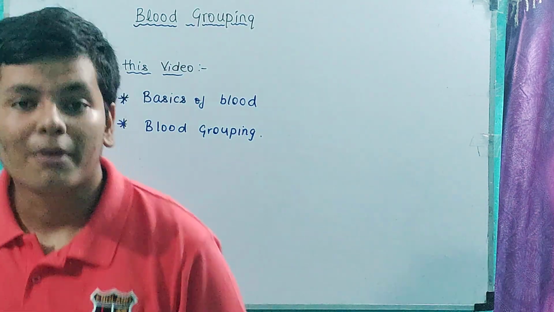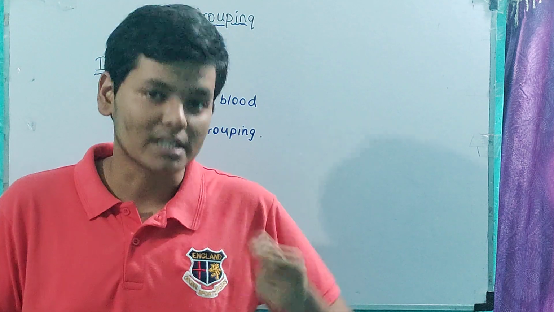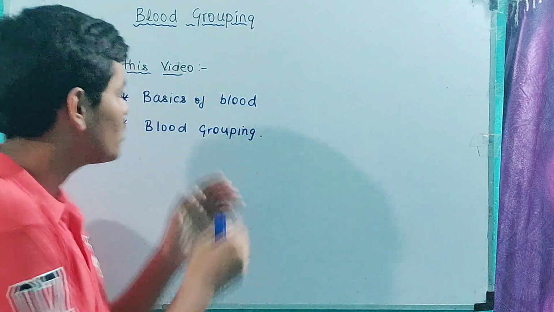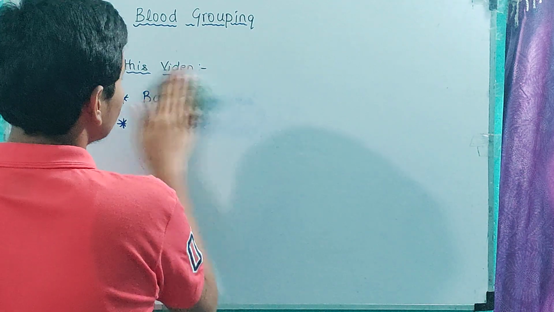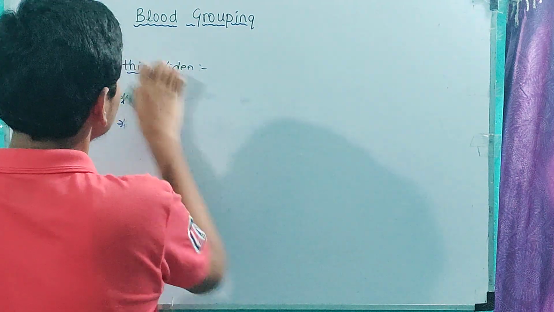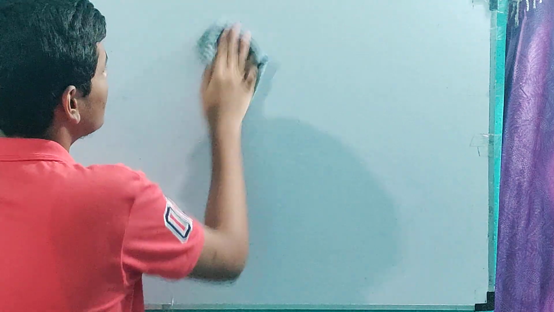So before moving on to the actual concept of blood grouping, we have to understand a few terms related to blood. So we will first know some basics about blood. In our body, the most abundant fluid used for transportation of substances or gases is the blood.